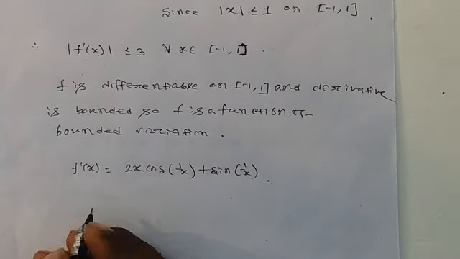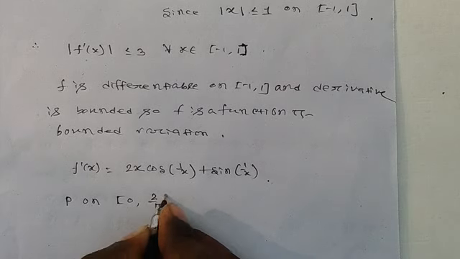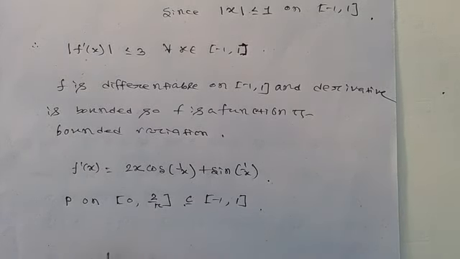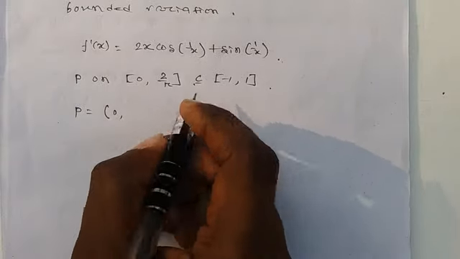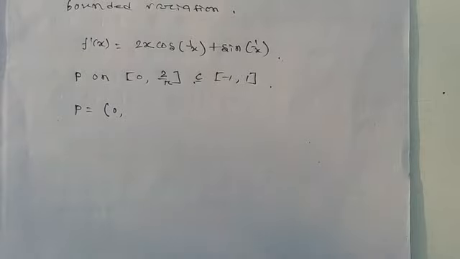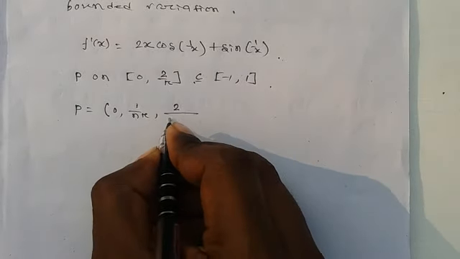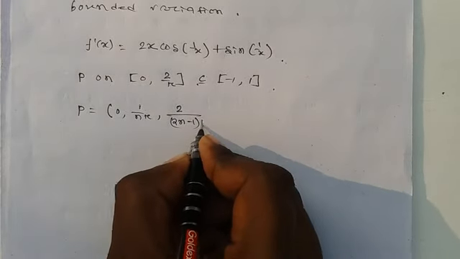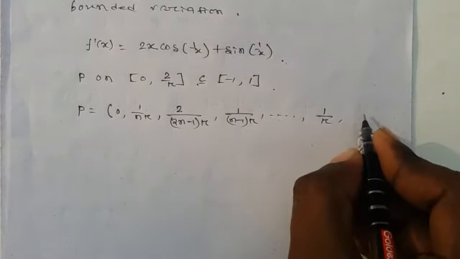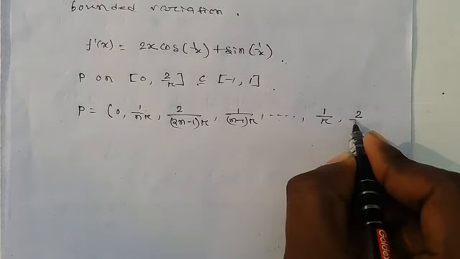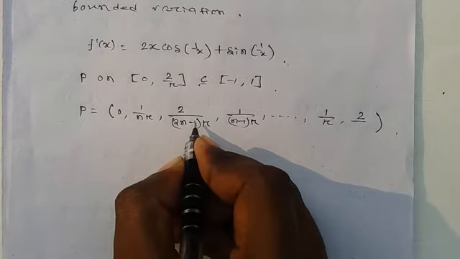Now we take partitions on 0 to 2 by pi, and this is a subset of minus 1 to 1, and the partition becomes P equal to 0, 1 by n pi, 2 by 2n minus 1 pi, 1 by n minus 1 pi, and so on, up to 1 by pi, and the last one is 2 by pi.